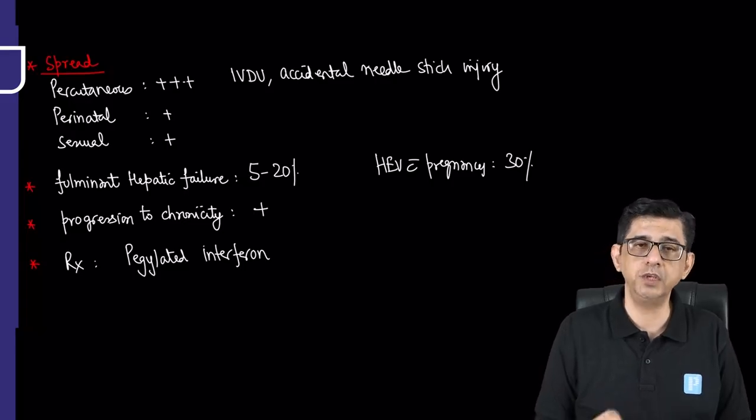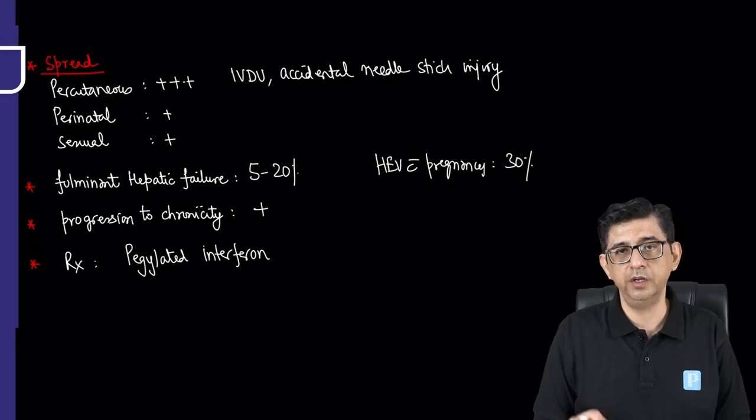So the drug of choice for B, C, and D are also to be remembered. I'll say that once again. It's already in the notes, but we are practicing once again. For hepatitis B, it is entecavir / tenofovir.